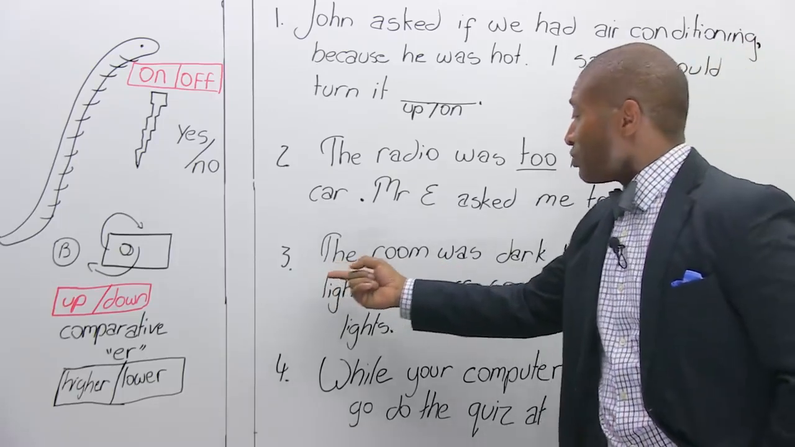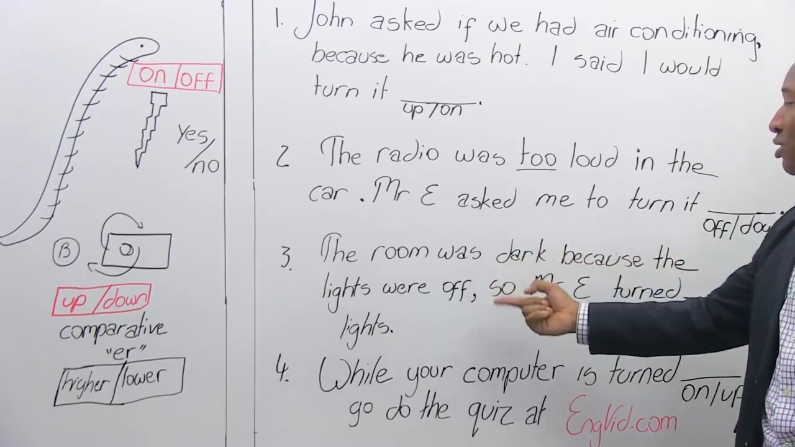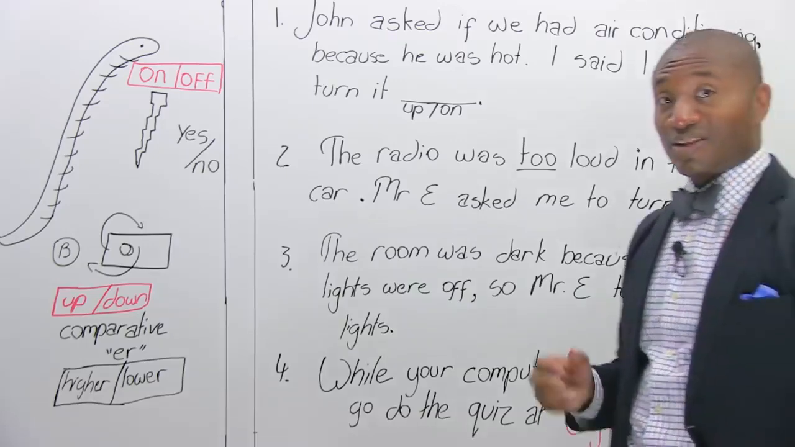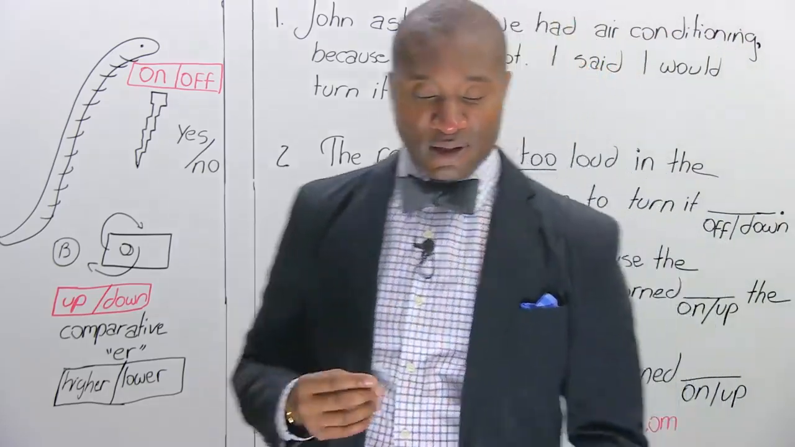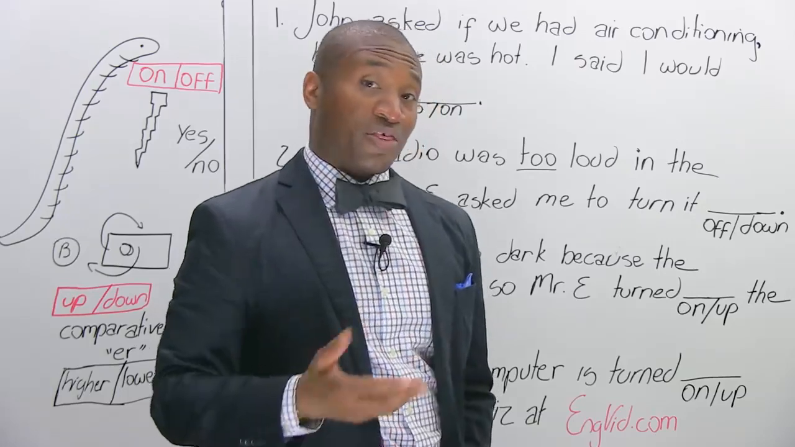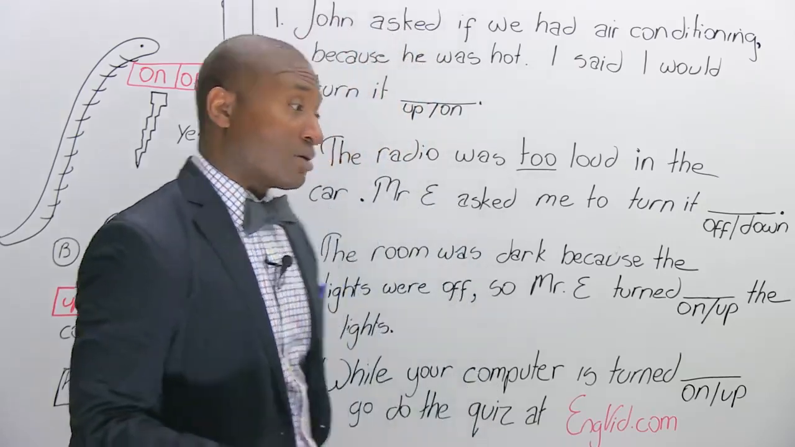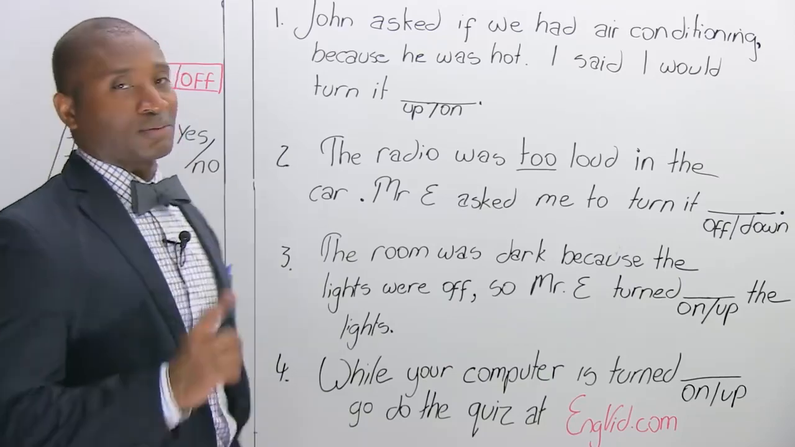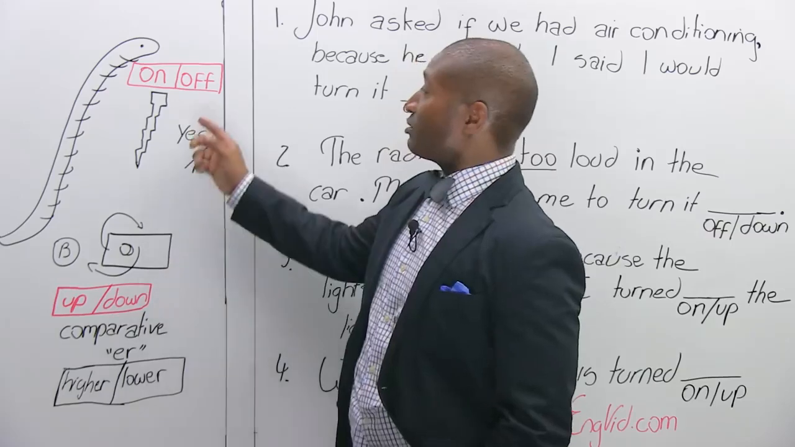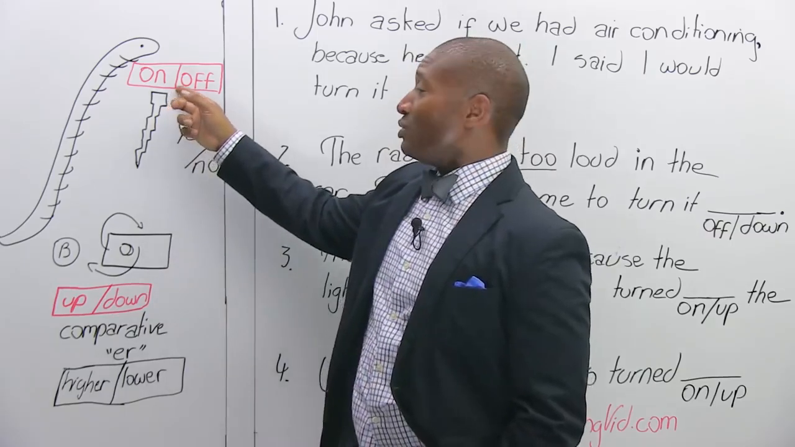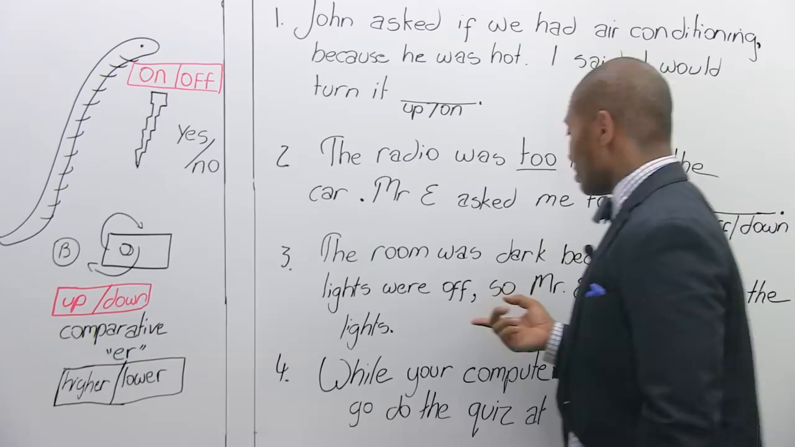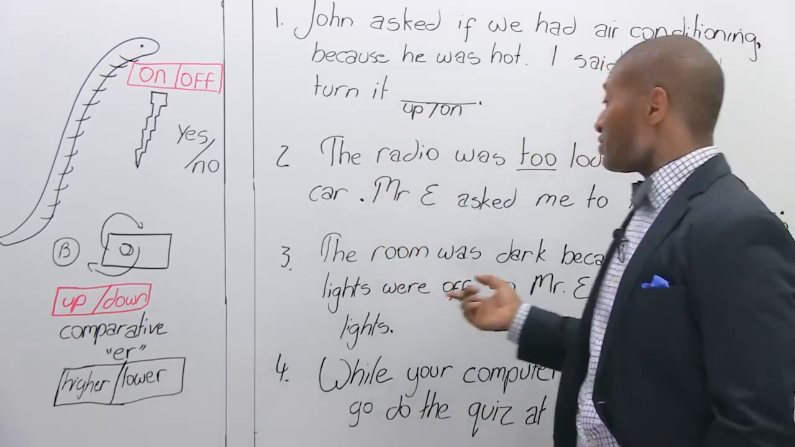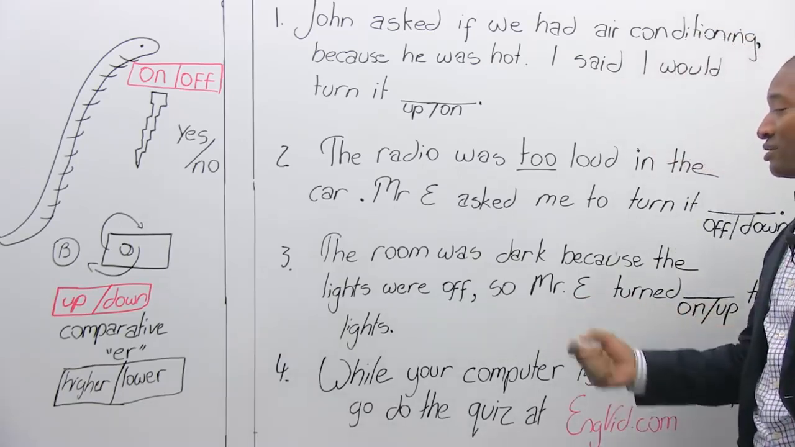Number 3. The room was dark because the lights were off. So Mr. E turned the lights. This one's a little easy. I want to help you because if the room were dark, there are no lights. What's the opposite of off? Let's take a look. Over here, the opposite of off is on. We need to add power to the lights. So when we add power and turn on the lights, we will be able to see. So Mr. E turned on the lights.